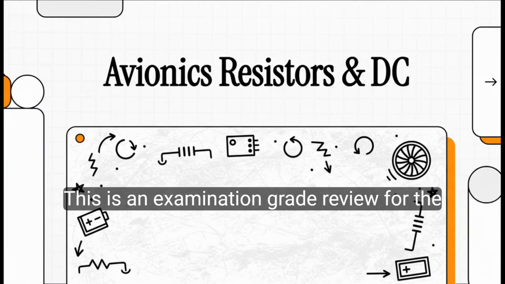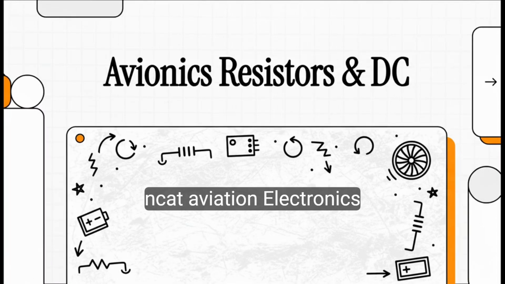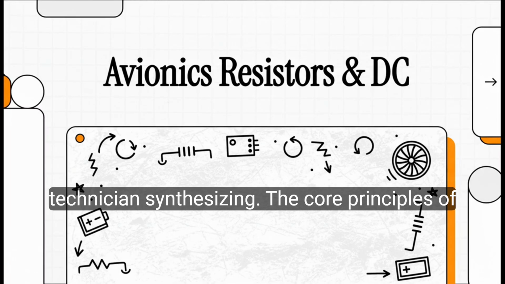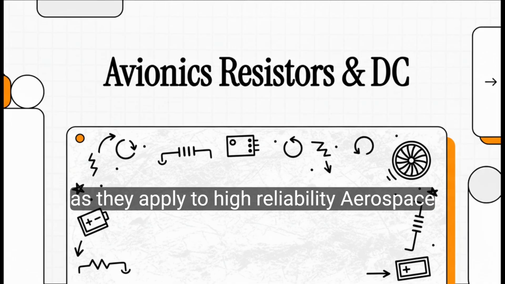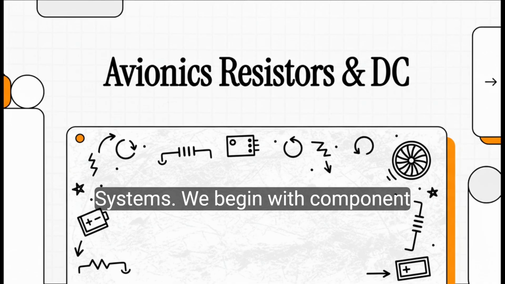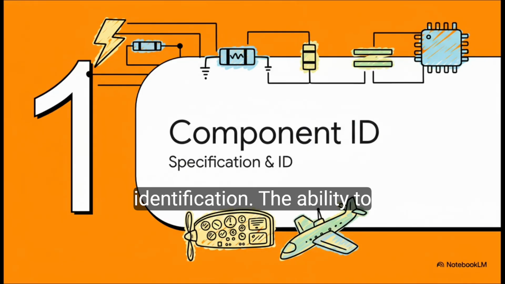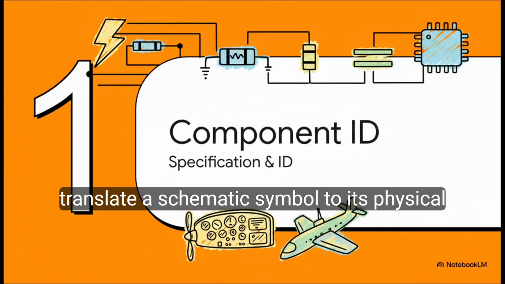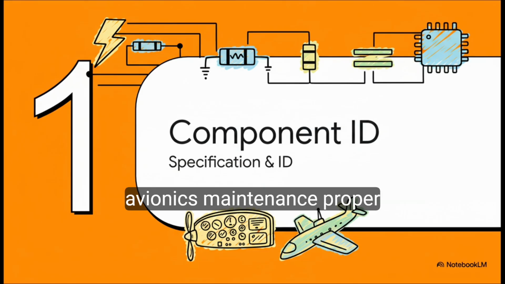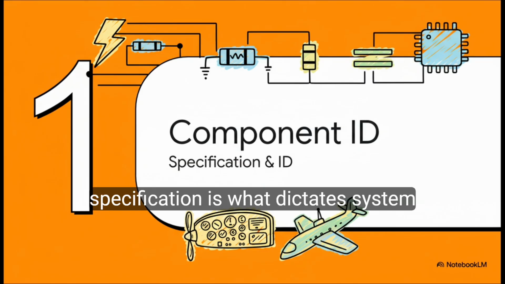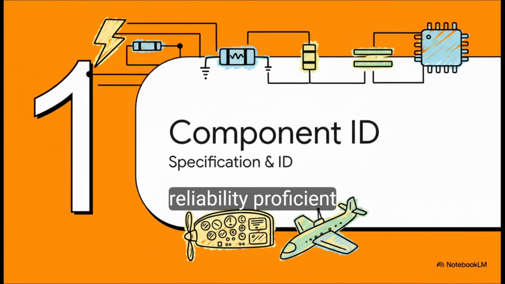This is an examination-grade review for the NCAT Aviation Electronics Technician, synthesizing the core principles of resistive components and DC circuit dynamics as they apply to high-reliability aerospace systems. We begin with component identification. The ability to translate a schematic symbol to its physical counterpart is the absolute bedrock of avionics maintenance. Proper specification is what dictates system reliability.